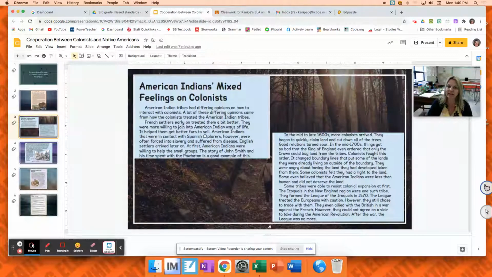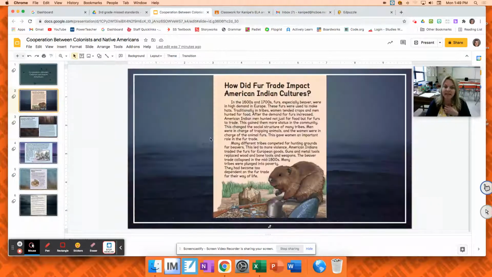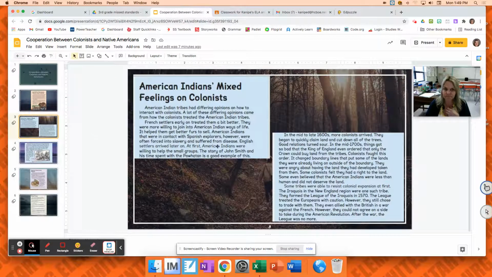They weren't doing it out of the kindness of their hearts. They wanted the natives to trade with them, the French. So they became friendly with them. American Indians that were in contact with Spanish explorers.